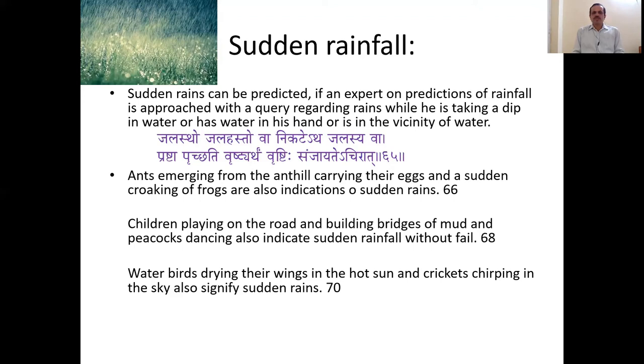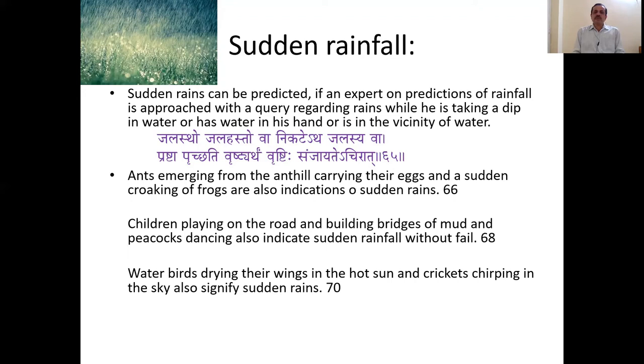Jalastho jalahastova, nikatetha jalasyava, prashtha prichyati vrishtyartham, vrishtisam jayate chira. So sudden rains can be predicted if an expert on predictions of rainfall is approached with a query regarding rains when he is taking a dip in the water, has water in his hand, or is near the water. Ants emerging from the anthill carrying their eggs is also one of the symptoms for sudden rains.